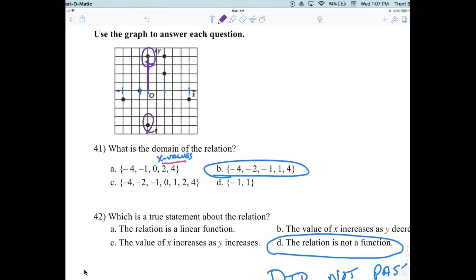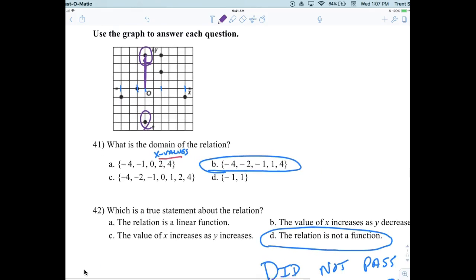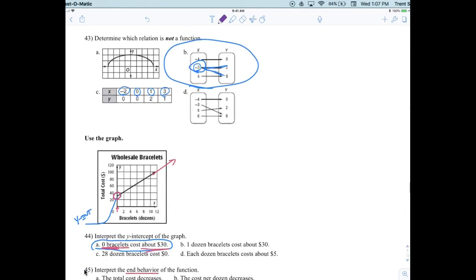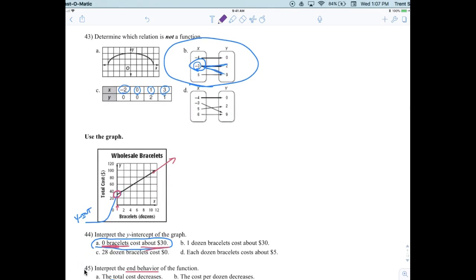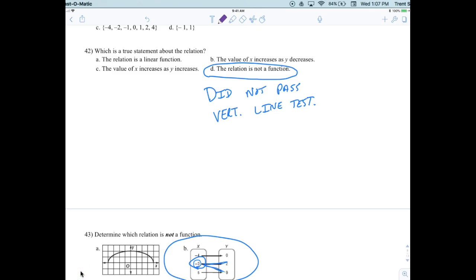43 is B. I'm sorry, 42 was D. We said that because it doesn't pass the vertical line test. Yes, ma'am. I'm sorry, but don't be sorry. I was wondering about 41. All right, let's look at 41 one more time.